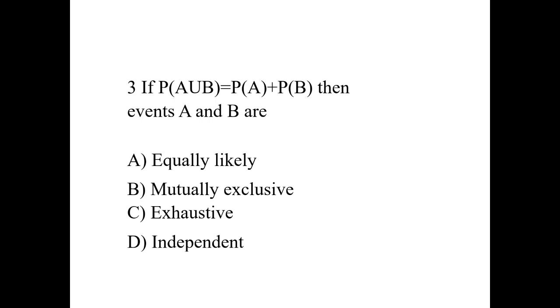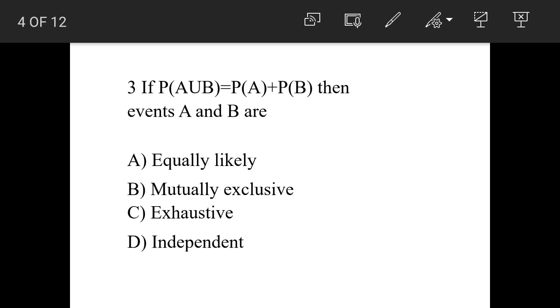Third MCQ is: if probability of A union B is equal to probability of A plus probability of B, then events A and B are: option A is equally likely, option B is mutually exclusive, option C is exhaustive, option D is independent. By using the theorem of probability, the correct option is mutually exclusive. That is option B.